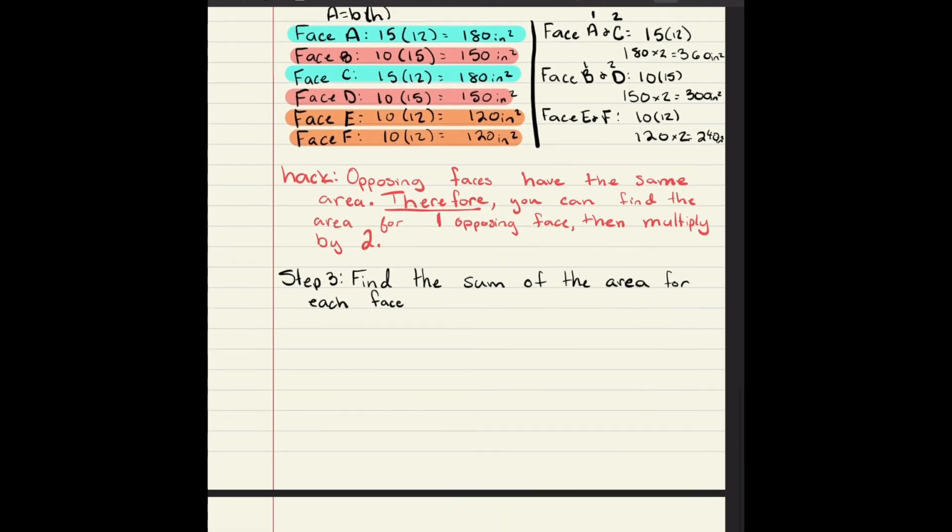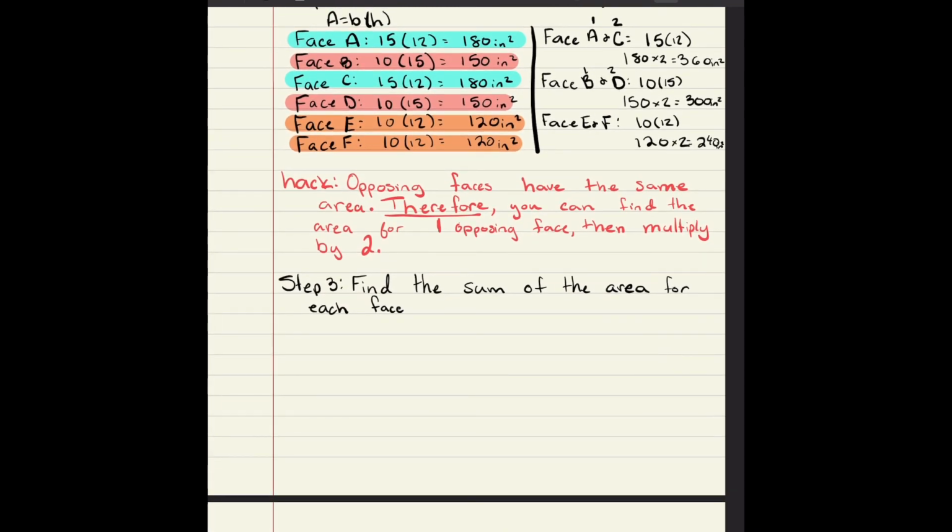Now we can add. Let's see if the hack works. So find the sum of the area for each face. So now I just need to add them. So sum means add. So I have 360 inches squared plus 300 inches squared plus 240 inches squared. Since I'm adding, the inches squared stays the same.